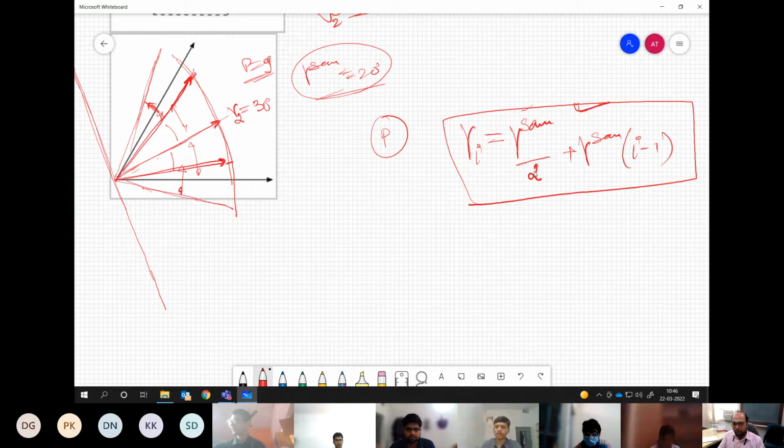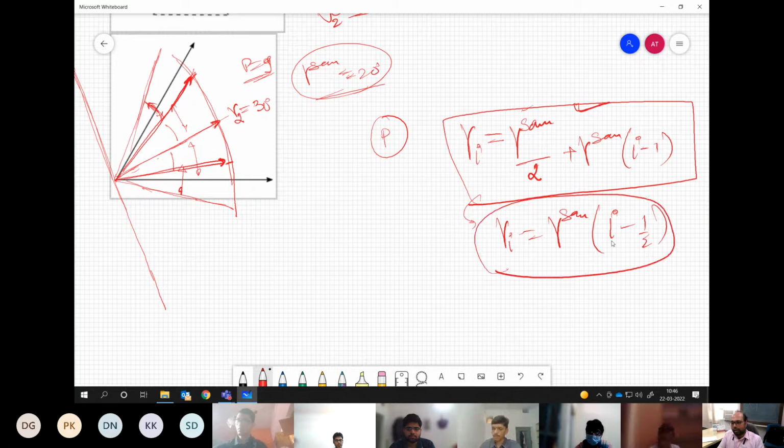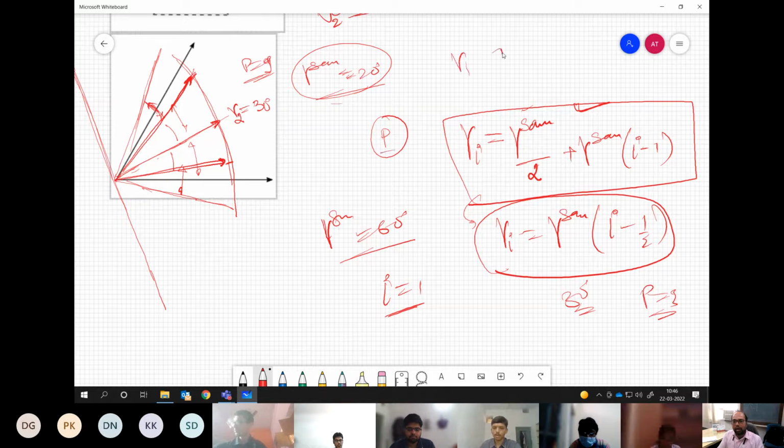If you simplify, this can also be written as gamma sample into I minus half. You can check: if you put gamma sample equal to 60 degrees, you have I value only 1, which means the sample will come at 30 degrees, which is the pulse number 3 case. For pulse number 9, if you put it in, you will get angles gamma 1, gamma 2, gamma 3 as 10 degrees, 30 degrees, 50 degrees. So this is a generalization of gamma. You can compute it for any pulse number.